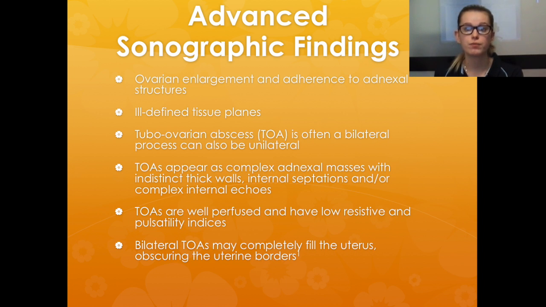TOAs appear as a complex adnexal mass with indistinct thick walls, internal septations, and/or complex internal echoes. They are usually well perfused and demonstrate low resistive pulsatility indices. Bilateral TOAs may completely fill the uterus, obscuring the uterine borders.